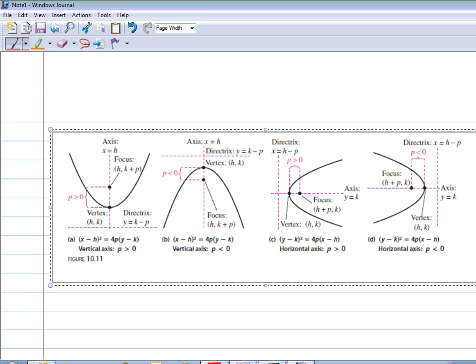The ones opening right and left are your horizontal axis type, when the y part is squared in the equation. You can see it's opening right when p is positive and opening left when p is negative. You should recall this information from Algebra 2 as well.